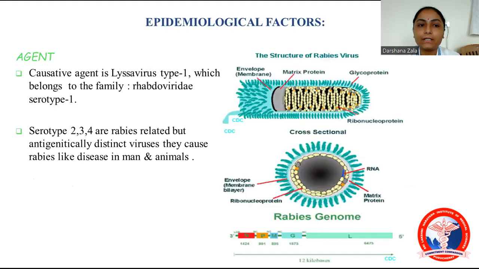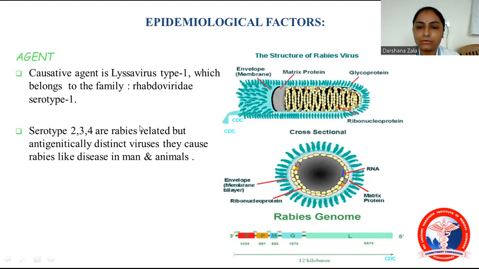Epidemiological factors. The agent of rabies is Lyssavirus type 1, which belongs to the rhabdovirus family. In this diagram you are seeing a bullet-shaped rhabdovirus, the rabies virus, which is enveloped by glycoprotein, and the internal protein is known as ribonucleoprotein. So basically, the rabies virus has two types of protein, glycoprotein and nucleoprotein. Now, other serotypes are also there, which cause similar rabies illness. That is serotype 2, 3, and 4.